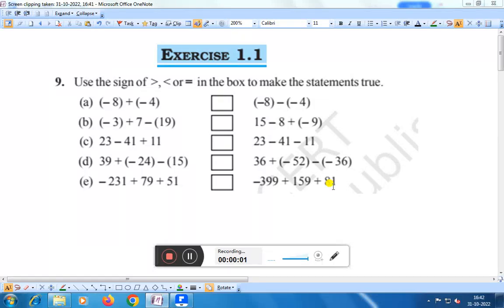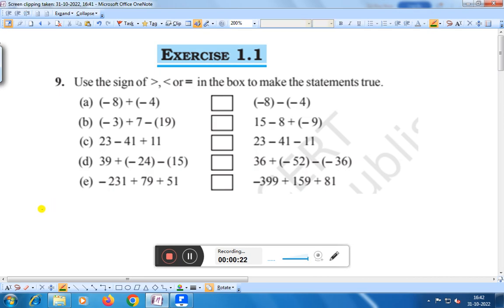Hello everyone. Today we shall discuss exercise 1.1 question number 9. Use the sign of is greater than, is less than or equal to in the box to make the statements true. First one. Let us take question number A.